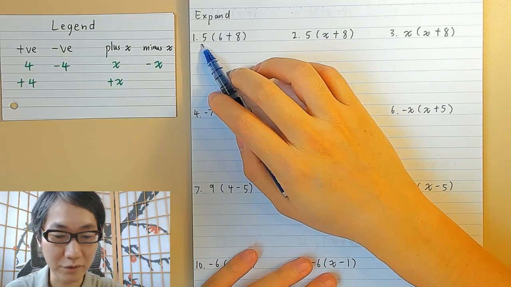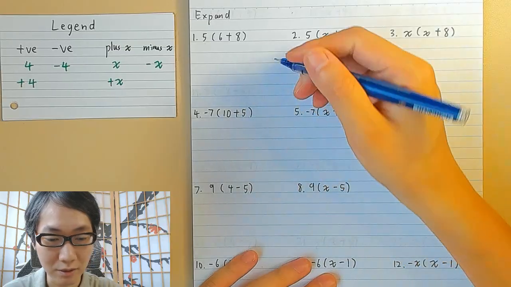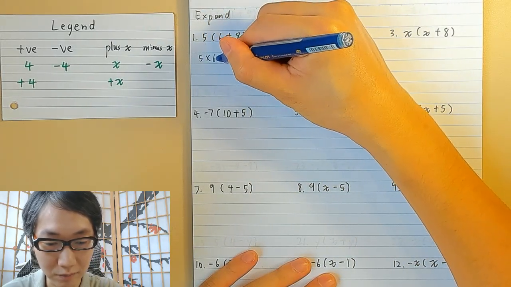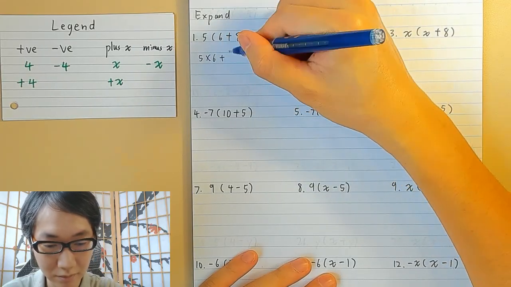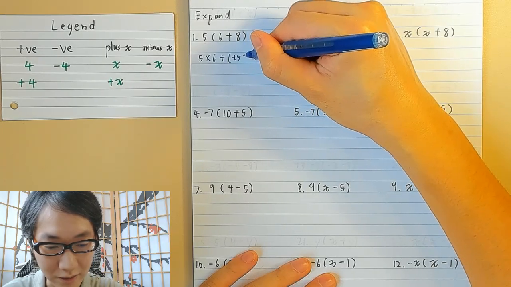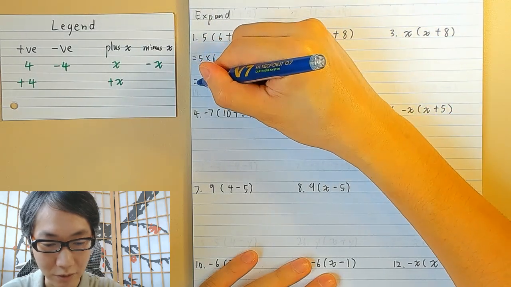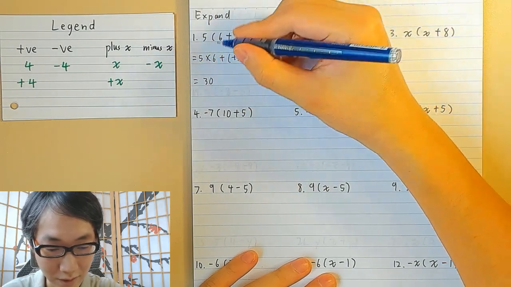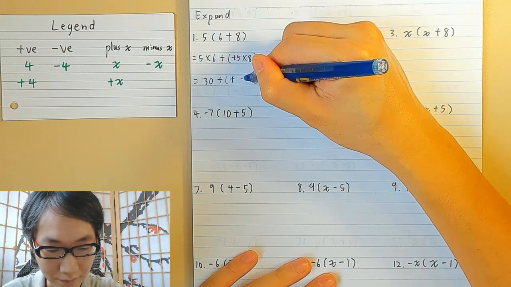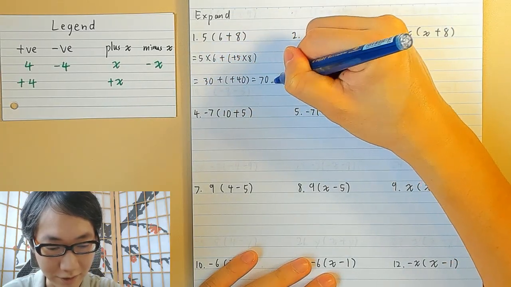So first we have positive 5 and positive 6, positive 8 in the bracket. So the first term will be positive 5 times positive 6, and positive 5 times positive 8 is equal to positive 30 and positive 40. And we have positive 70.